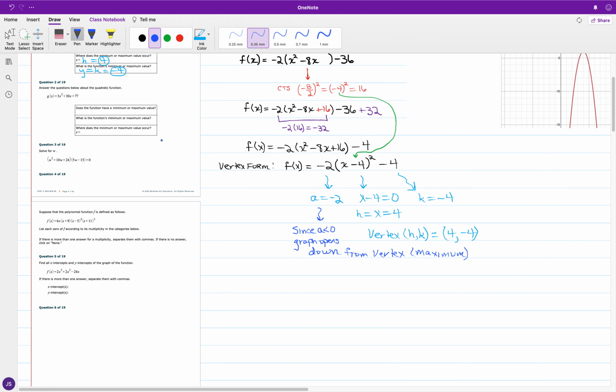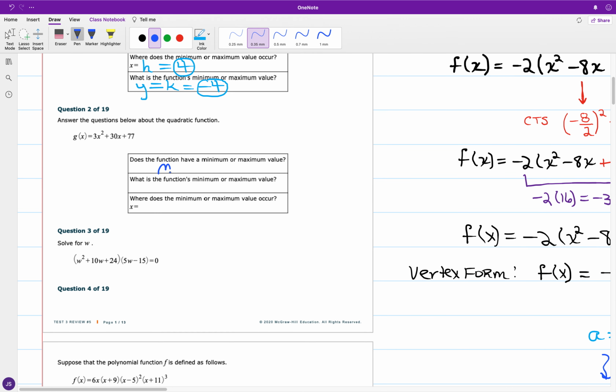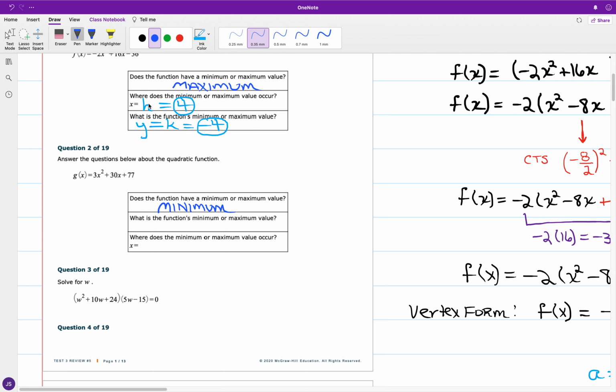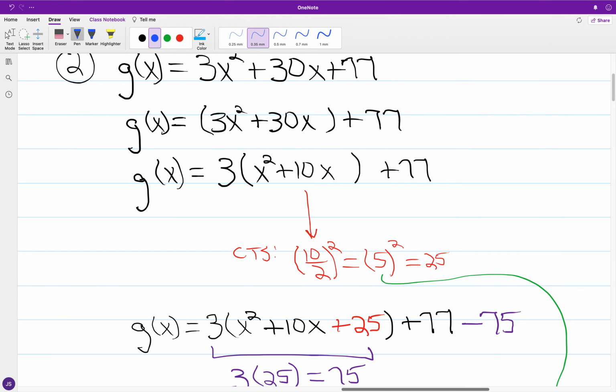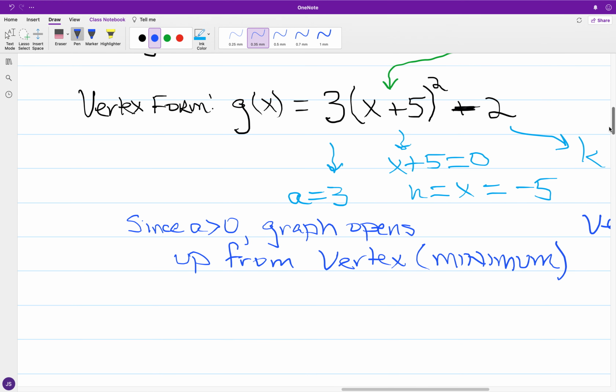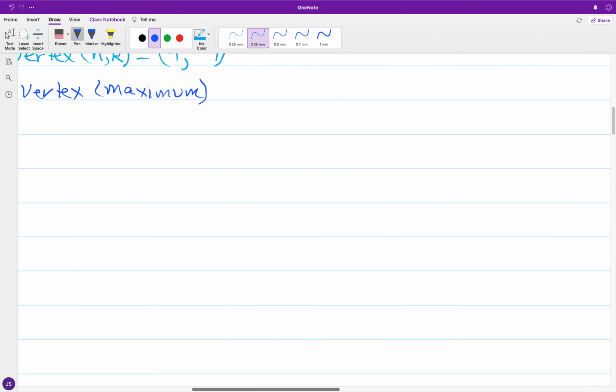So in terms of whether the function has a minimum or maximum value, in this case, we have a minimum. And notice you have a shuffling of the order of the questions. Number 1 says, where does the minimum or maximum value occur? You have x equals. And notice that this is the last question. So with our x value, in this case our h value, we had the vertex located at negative 5. And again, the minimum value is going to be 2.